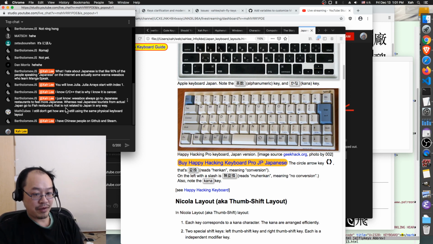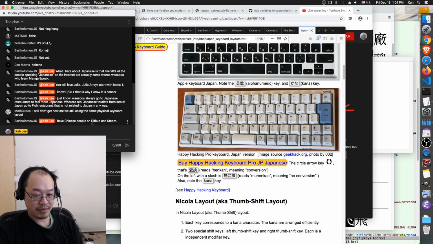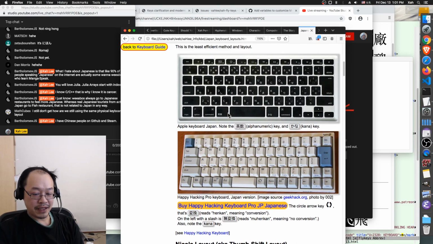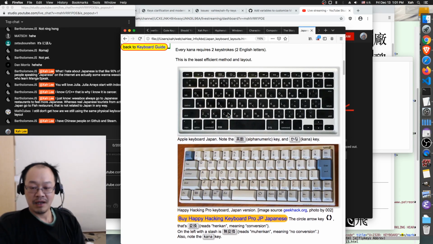So MathCubes, good morning. I still don't get how we are still using the same physical keyboard layout. Yes, exactly. So I have Chinese people on GitHub and Steam. Yes, Chinese is everywhere. You mean Chinese people in Germany? Anyway, let's go back and finish this. Then let's talk about other things.